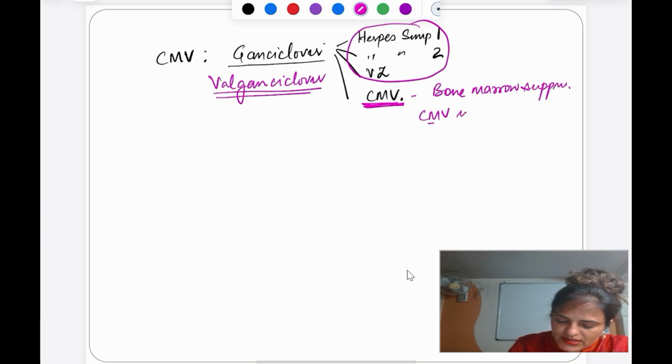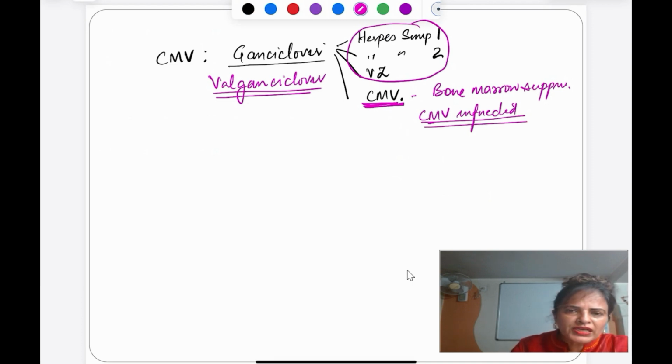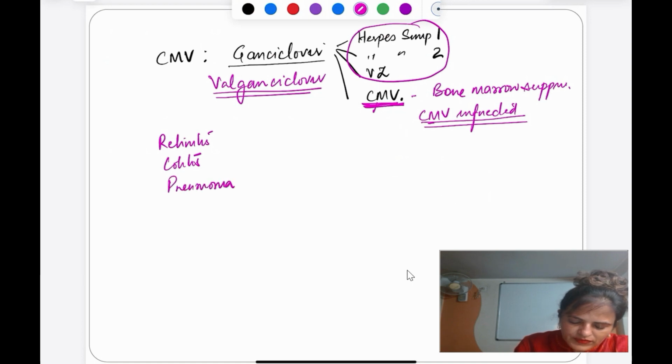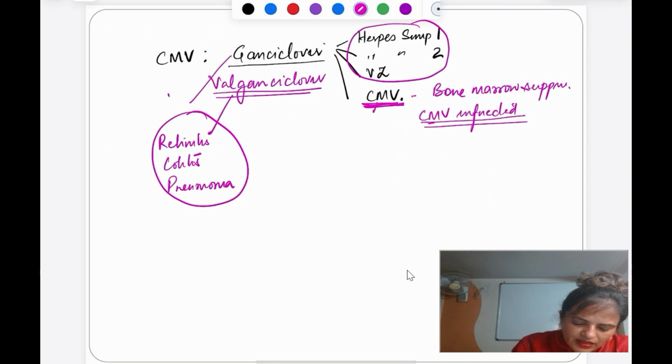Cytomegalovirus infected cell, what will happen? It gets concentrated in that. And where are we going to use this? Cytomegaloviral infection is very common in immunocompromised patients, and it causes, most importantly, cytomegalovirus retinitis, then colitis, then pneumonia. So these two drugs are used in all these indications. The thing is, ganciclovir is given by the parenteral route, and valganciclovir's oral bioavailability is good.